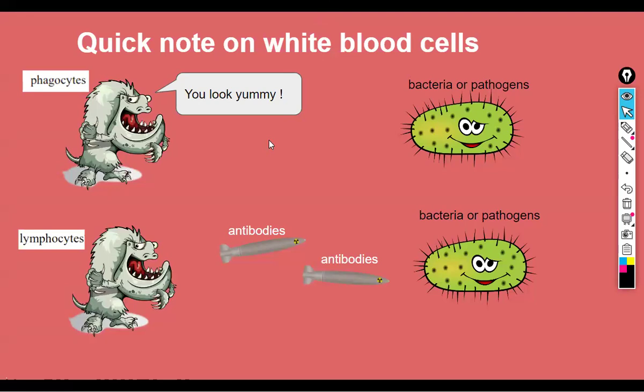Right? Oh, just the sophisticated one is the lymphocyte because he creates the antibodies. Right? The phagocyte is the caveman.